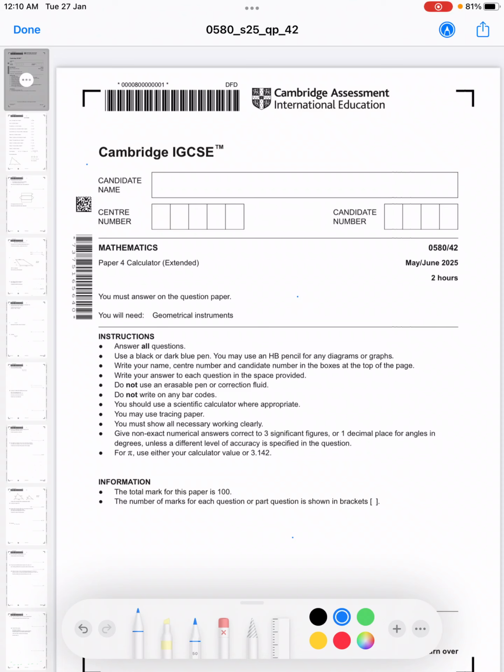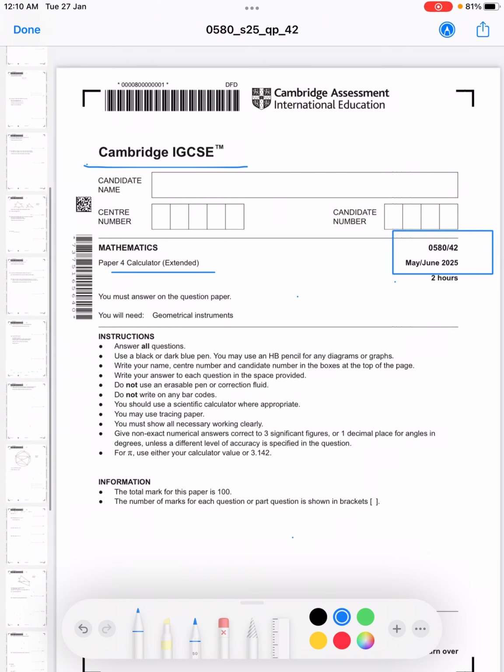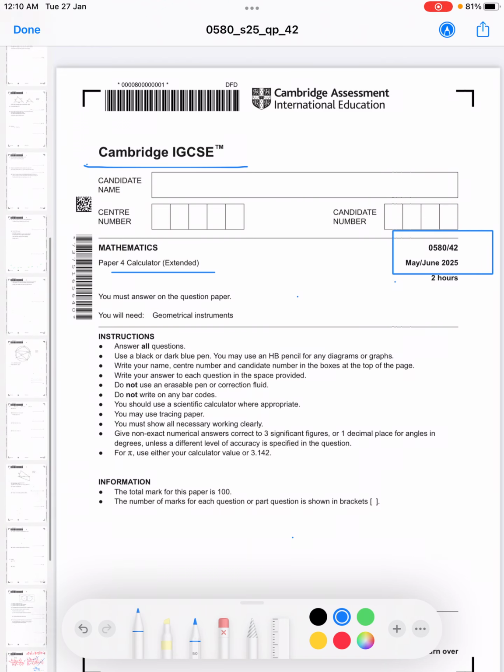This is Shamsa Jabeen and we are doing Cambridge IGCSE Maths Paper 4 May-June 2025 058042. In this video, we will solve question number 25 of this paper.